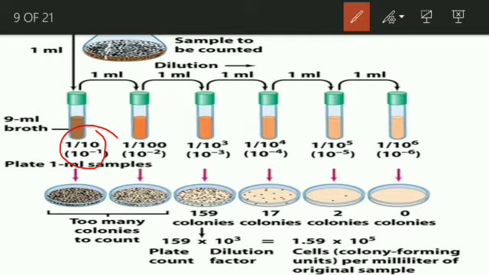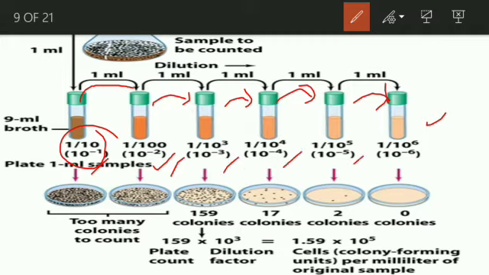Then you take 1 ml from here and add it to another test tube which also has 9 ml of broth. Then the dilution will be 10 to the power of minus 2. Likewise, you take 1 ml out from each test tube and add it to the next one. In this way you get 6 test tubes, with dilutions of 10 to the power of minus 1, minus 2, minus 3, minus 4, minus 5 and minus 6.